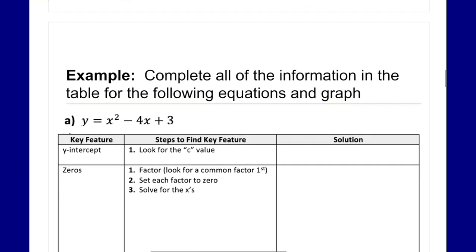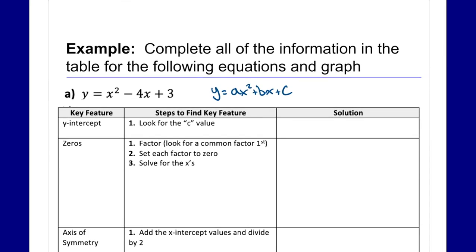So let's complete the following table for this quadratic equation. y equals x squared minus 4x plus 3. So this is an equation in standard form, y equals ax squared plus bx plus c. If I want to find some of these key features, if I want to describe my graph, there's a couple things we have to do, and we have the steps here. So for our y-intercept, we're going to look at the c value. Our c value in this case is at the end here. So that means the y-intercept of this equation is 3.